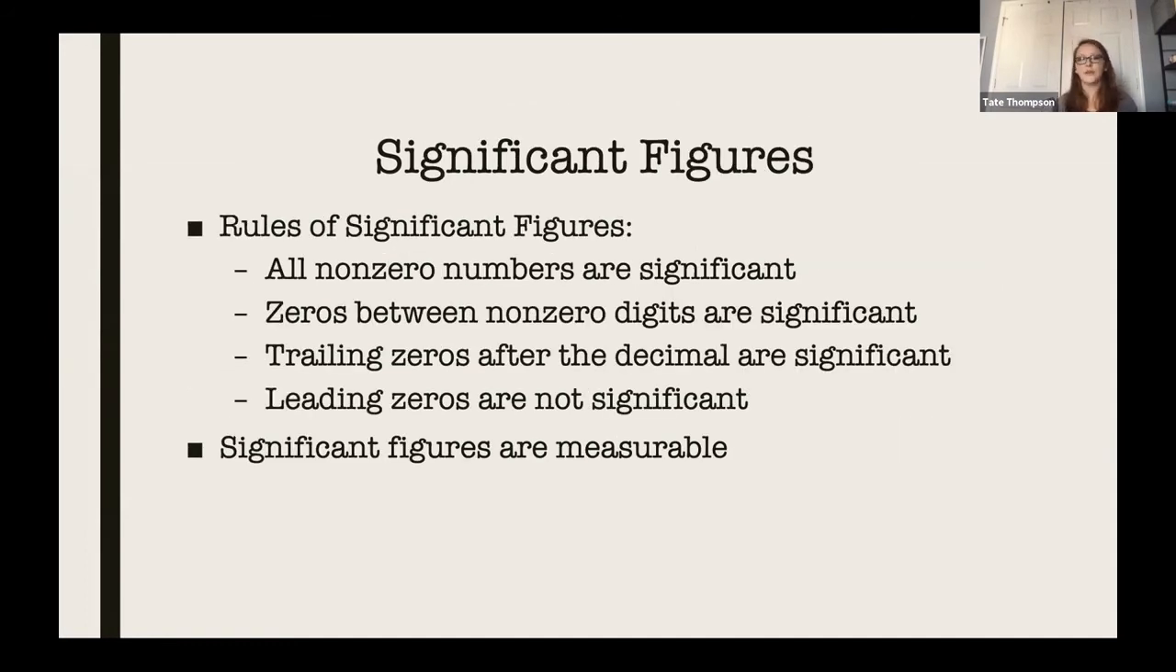So I mentioned significant figures. All the values written for p in the previous equation are significant figures. The current rules for significant figures are as follows. All non-zero numbers are significant. Zeros between non-zero digits are significant. Trailing zeros after the decimal are significant, and leading zeros are not significant. So what makes scientific notation allowed in our system is that it's both concise, but it has an answer which is measurable because significant figures are measurable.